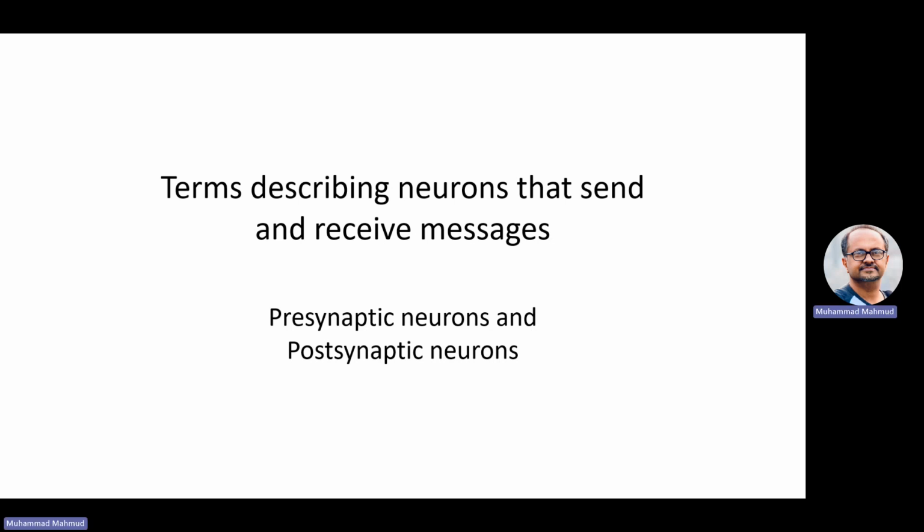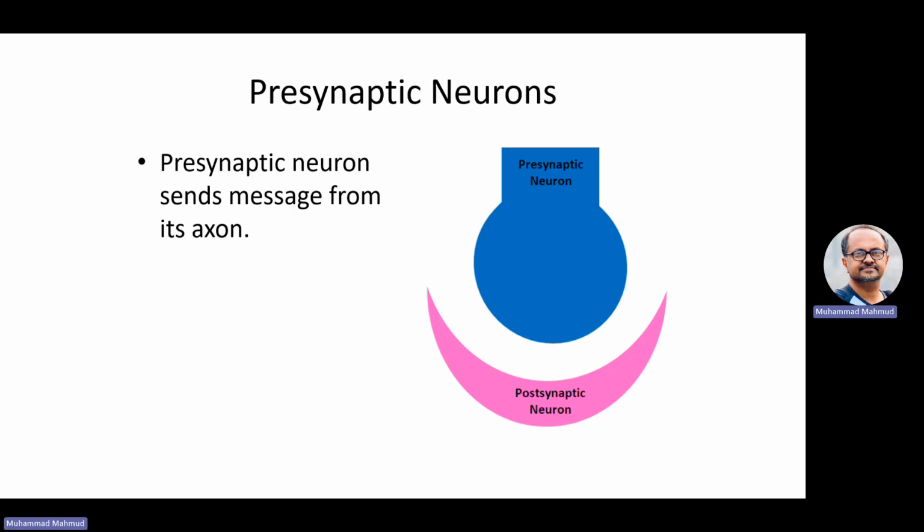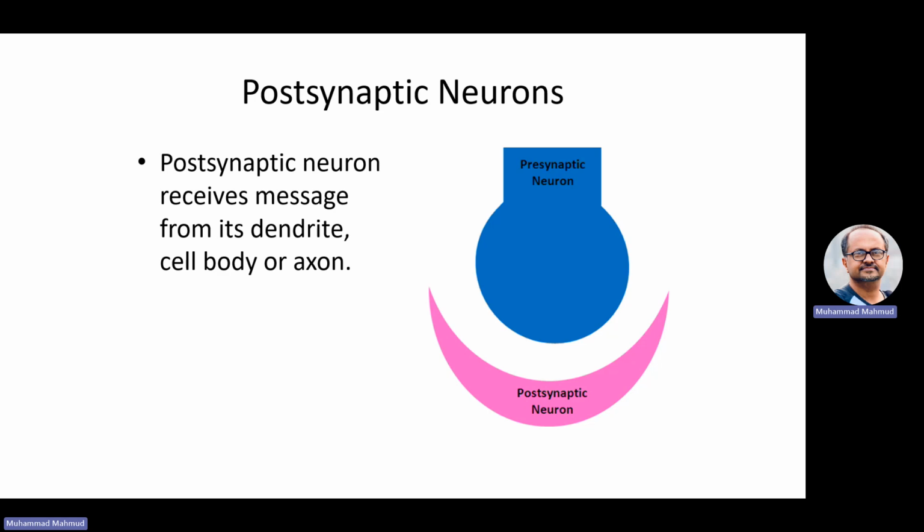Now, pre and postsynaptic neurons. Just to simplify, look at that blue area. The presynaptic neuron sends message from its axon. That's the axon terminal. So this is the presynaptic. Pre means before. The pink area, that's the postsynaptic neuron, receives message from its dendrite, cell body, or axon.